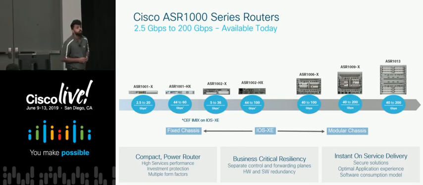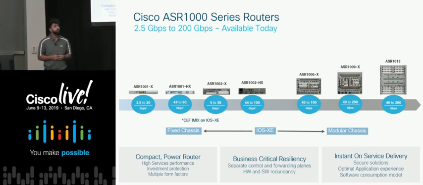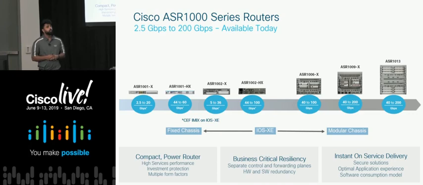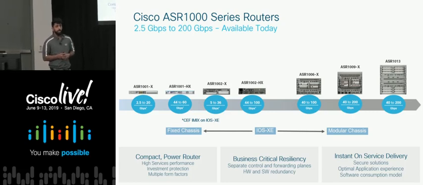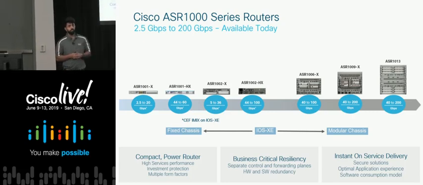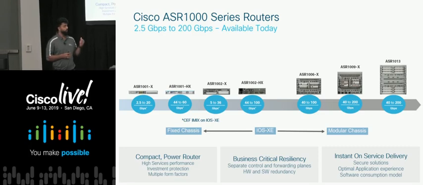Do you support dual RP, like on the 1006 or 1009? Dual RPs. Yeah, on the 1006 and the 1009, as a platform, we should be, but in the XE SD-WAN integration, just the fixed chassis is supported.